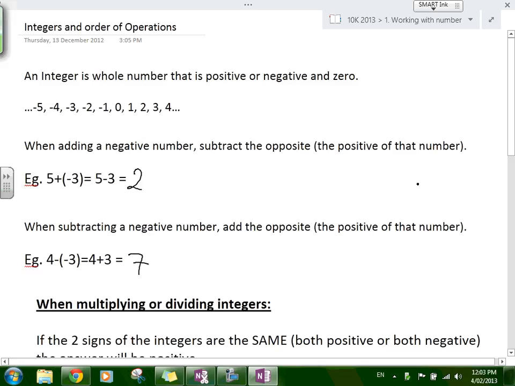Okay, so 2, and I got 7. Alright, so you understand those two things? It's important, people can often get mixed up with it. When you're adding a negative, you take away that positive value. When you're subtracting a negative, you add the positive of that. Okay? And these are just a couple of examples.